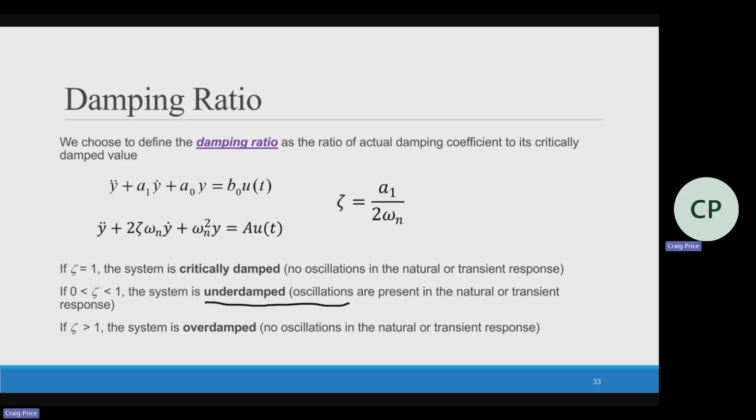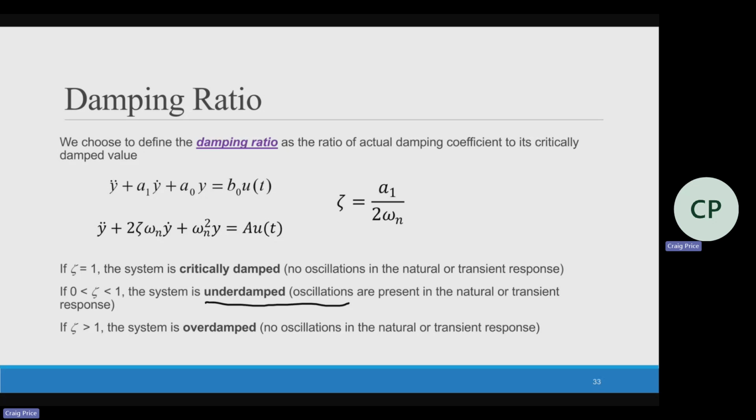And the damping ratio is really helpful because if the damping ratio is equal to 1, the system is critically damped. That means there's no oscillation. There's a lot of damping, enough that it's going to be a smooth curve, with no oscillations. If it's less than 1, the system is underdamped and there will be oscillations. And if it's greater than 1, the system is considered overdamped, which also means no oscillation.